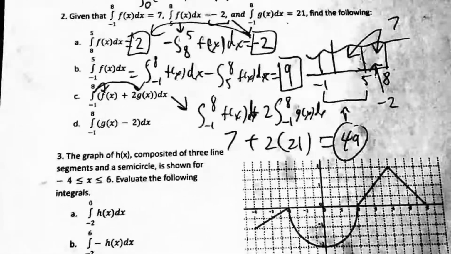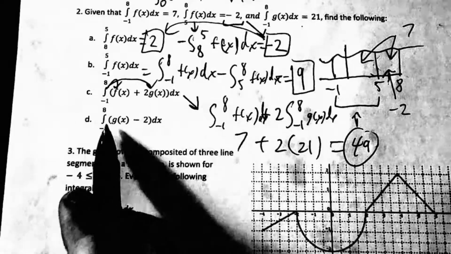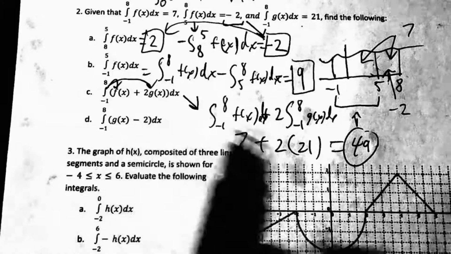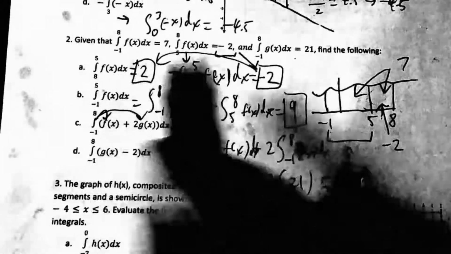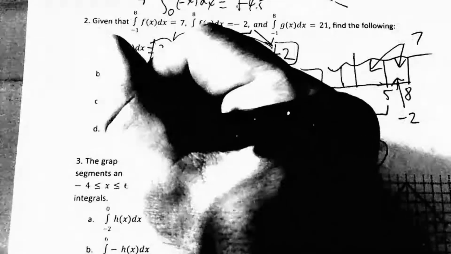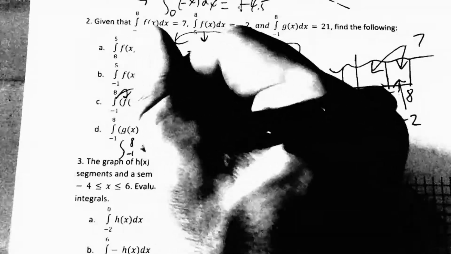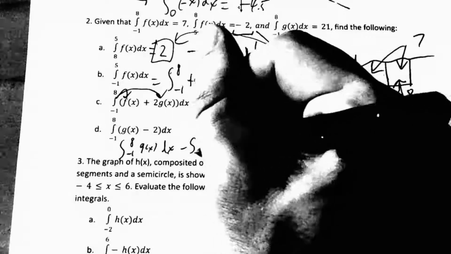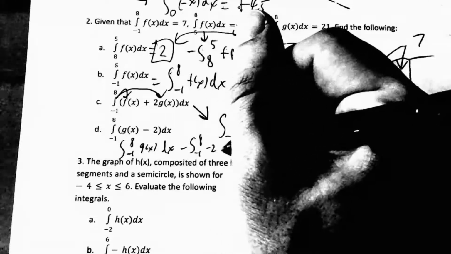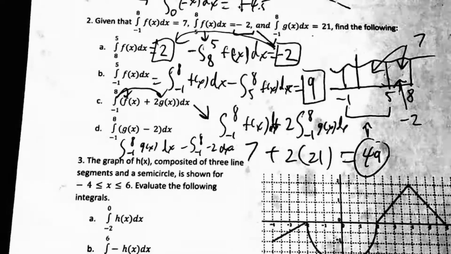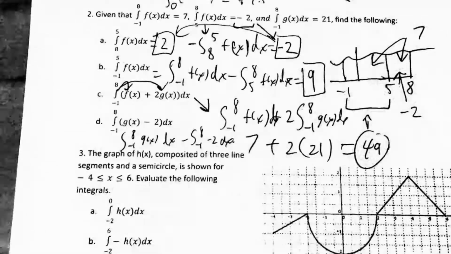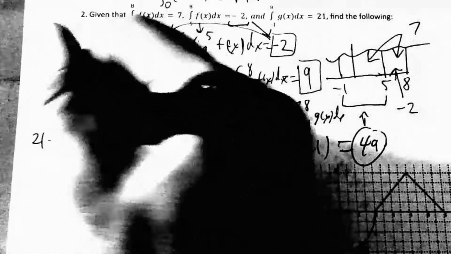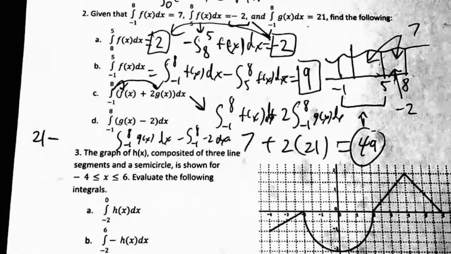Okay. Last one, D. We have a very similar thing. We have g of x, then we have a minus 2. I know that the integral of g of x is 21. So let's rewrite this as 2 integrals. So I have the integral from negative 1 to 8 of g of x dx minus the integral from negative 1 to 8 of negative 2 dx. So I know that this right here is 21, so it's going to be 21 minus the integral.